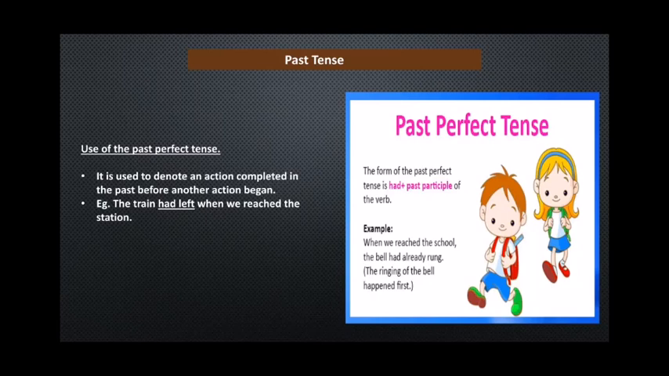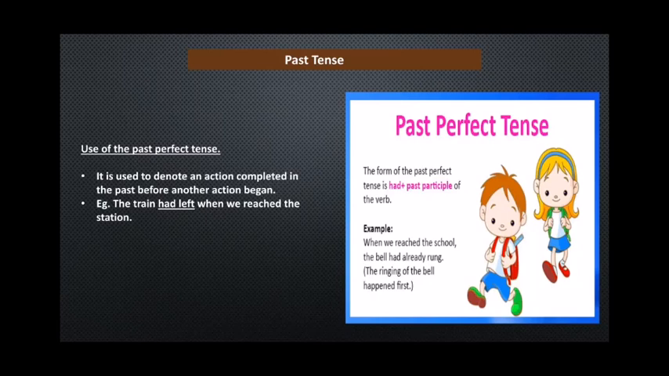Now we will do the past perfect tense. Let's see the use. It is used to denote an action completed in the past before another action began. Example, the train had left when we reached the station. So the action that is there is already completed. That is, had left is the past perfect tense.